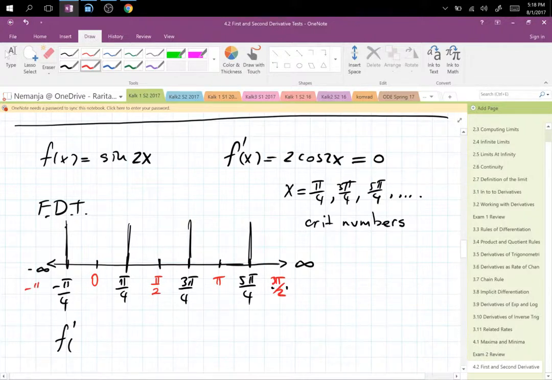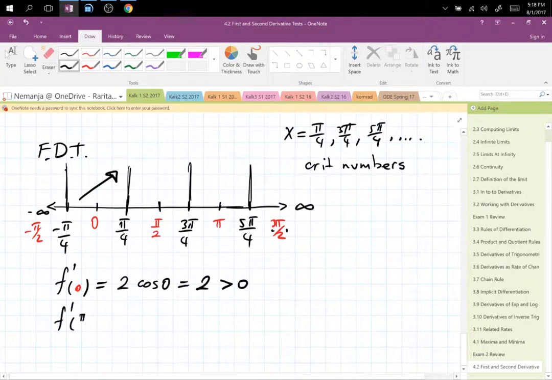And negative pi over 2. So all of these are test points. Let's go with 0. The derivative at 0 is going to be 2 cosine of 0, which is 2, which is larger than 0, so it's increasing.